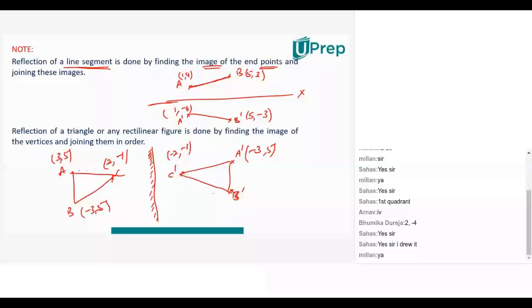Sahas is trying to reconnect. Bhumika, what will be B dash coordinates? Yeah, Sahas, you can speak. If you are comfortable, then speak.